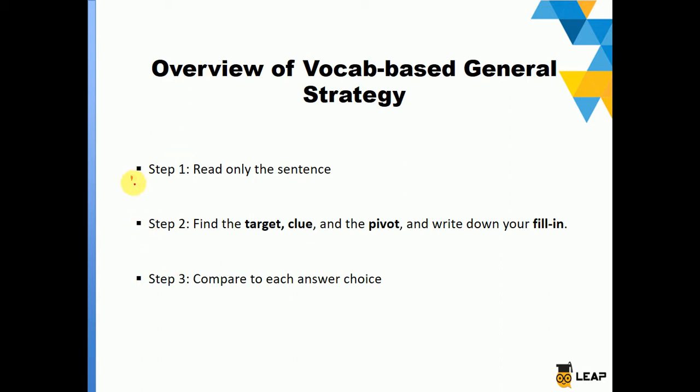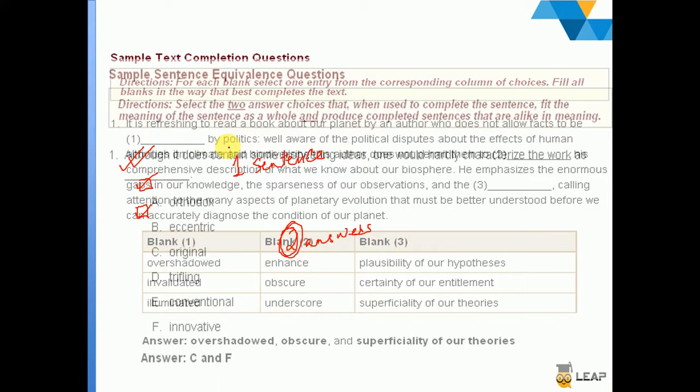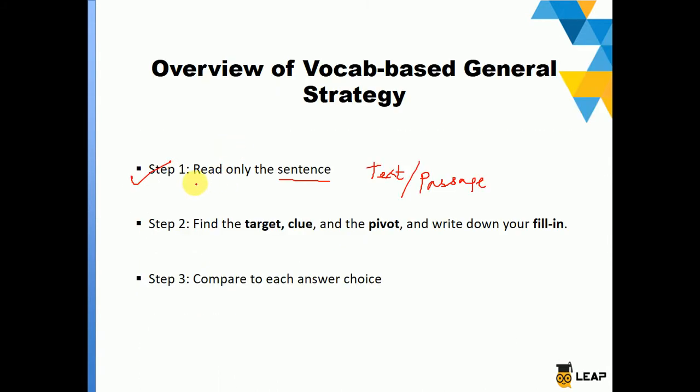Step 1 is reading only the sentence. Now I've written sentence here, but you know what I mean. I mean the text. I mean the passage. And I basically mean the sentence in the case of sentence equivalence. So the part that is given at the top, if you remember what I showed you, this part or this part, that is the part I'm talking about. That is what you've got to read first without looking at the answer choices. So your first task is to only read the uppermost part. That is the text, the passage, the sentence.